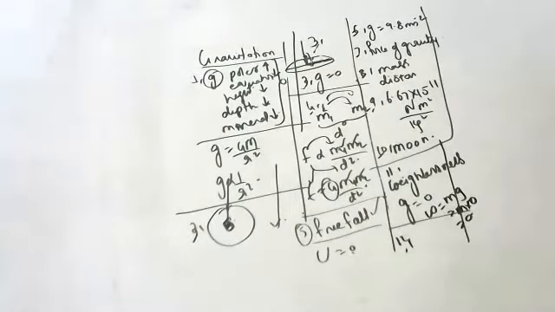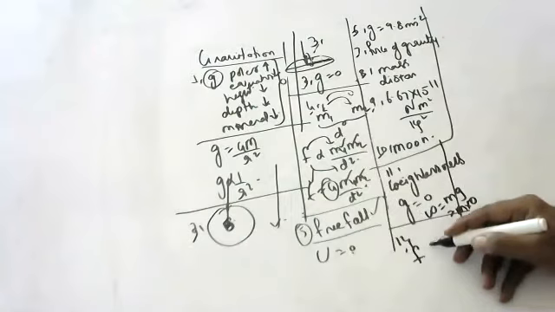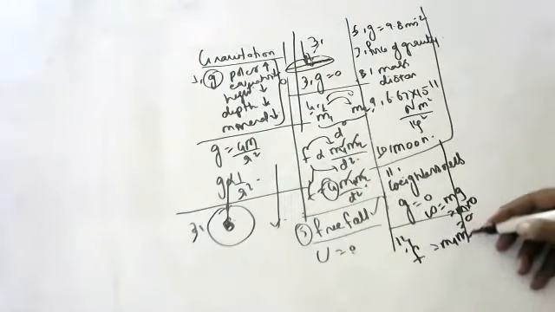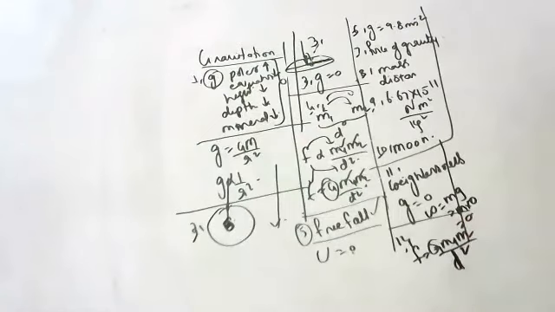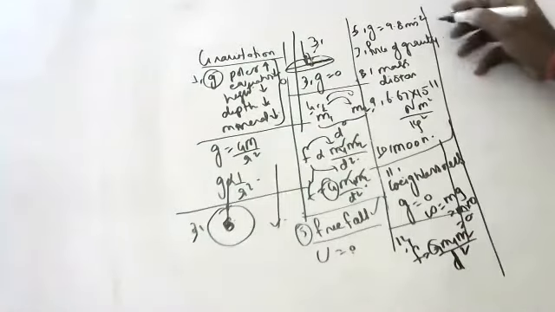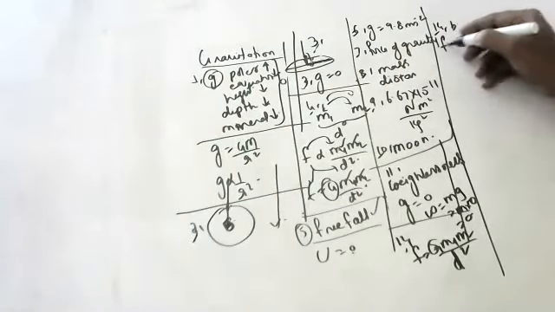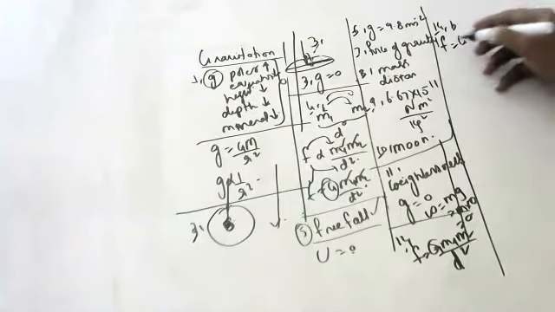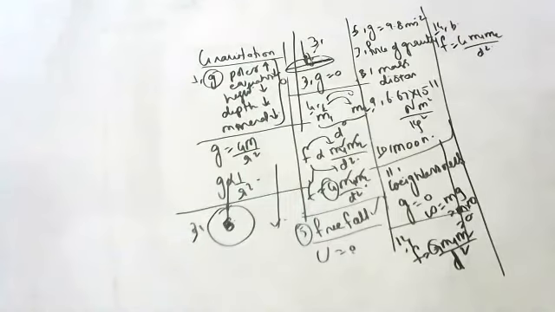Next, state Newton's universal law of gravitation. Newton's universal law of gravitation states that force is directly proportional to the product of their masses and inversely proportional to the square of the distance between them. Remove proportionality, keep a constant. Express the universal law of gravitation mathematically. F is equal to G m1 m2 by d square, or r square.